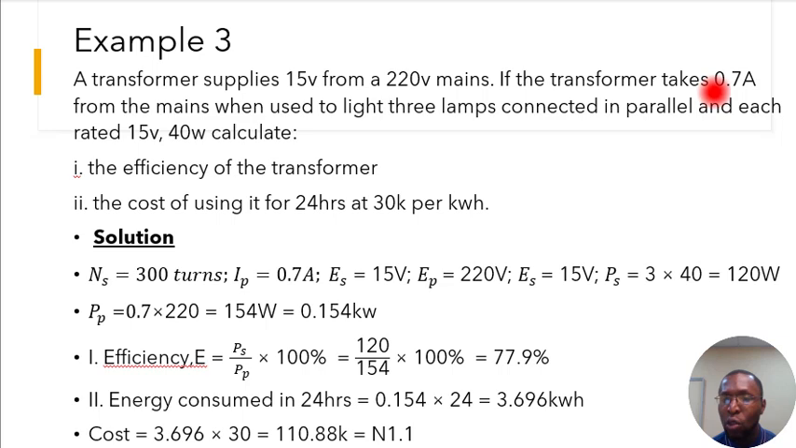So if the transformer takes 0.7 ampere, that's our Ip. Now the current that is coming from the primary circuit, so our Ip is 0.7 ampere from the main, when used to light 3 lamps. These lamps are the ones that are in the secondary circuit. So these 3 lamps are connected in parallel. Whenever lamps are connected in parallel, we know that they consume different power, different current, but the same voltage. Now the rating of these lamps is 15 volt and 40 watt.